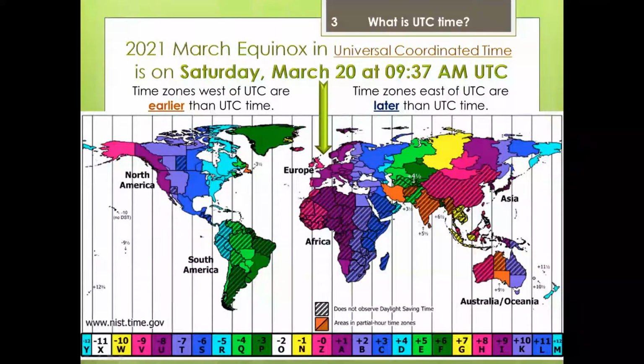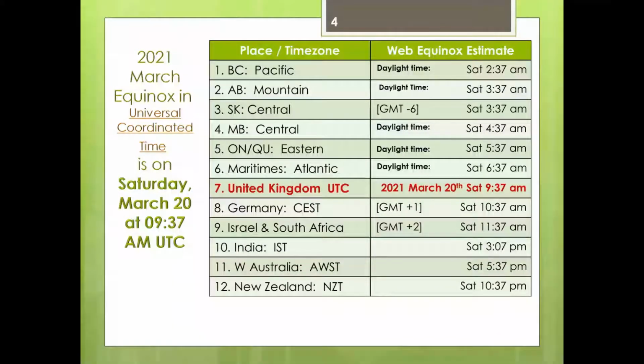Okay, so let's go to the next slide. This is where each of you come in. I've given here the time zones that we're going to be looking at. I hope I included everybody on Calendar Club. I don't think I missed any time zones. Here we have United Kingdom in red, March the 20th next year. Equinox time, that very moment, is 9:37 in the morning, okay? 9:37 in the morning next year.